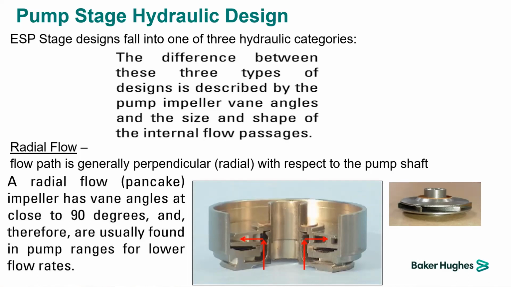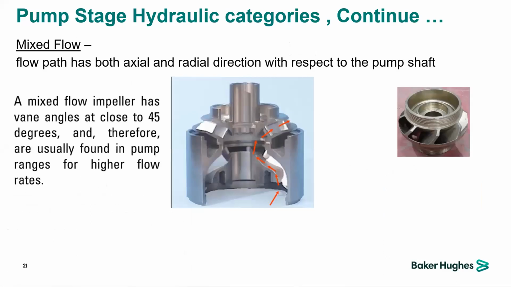If you look at the red illustration on the photos, you can find the flow inside the impeller at close to 90 degrees. The flow goes inside the diffuser and then up to the impeller and then to the next diffuser in a 90 degree shape. So that is the radial flow design, and we use it in low rate applications.